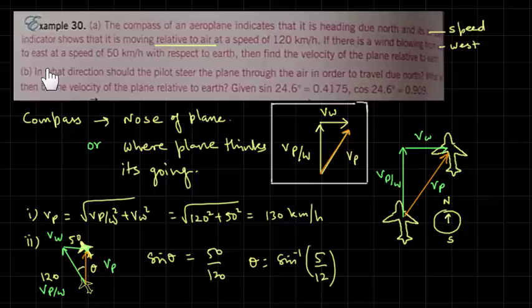So in the first part, find the velocity of the plane relative to the earth, that is Vp. So Vp is the vector sum of Vpw and Vw, and both are at 90 degrees to each other, so we can directly square their magnitudes and take the root of it. So this comes out to be 130 km per hour. In what direction should the pilot steer the plane through the air in order to travel due north? What will then be the velocity of the plane relative to the earth?